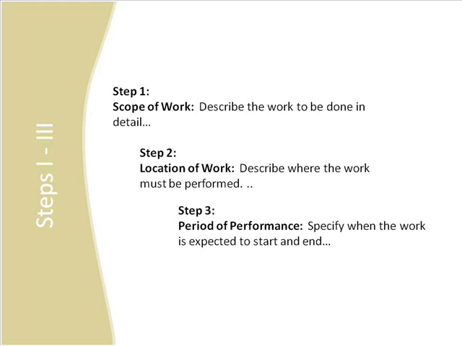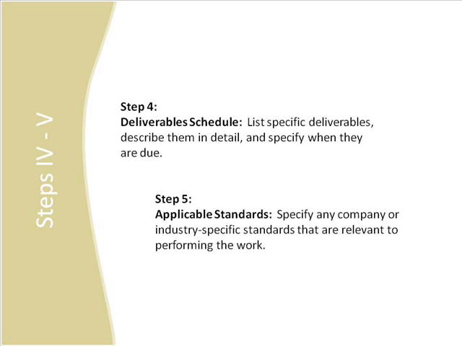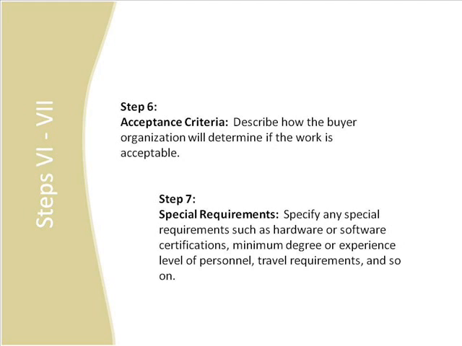Step 3 is the period of performance. Specify when the work is expected to start and end, working hours, number of hours that can be billed per week, where the work must be performed, and related schedule information. Step 4 is the deliverable schedule. List specific deliverables, describe them in detail, and specify when they are due. Step 5 is the applicable standards. Specify any company or industry-specific standards that are relevant to performing the work. Step 6 is the acceptance criteria. Describe how the buyer organization will determine if the work is acceptable.